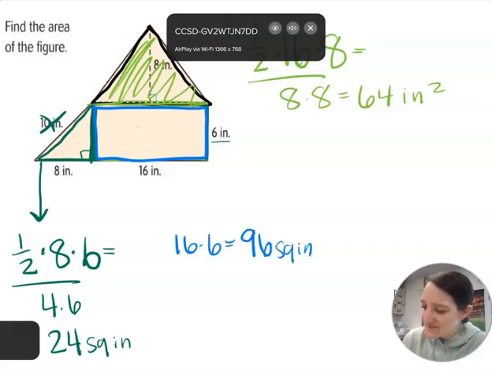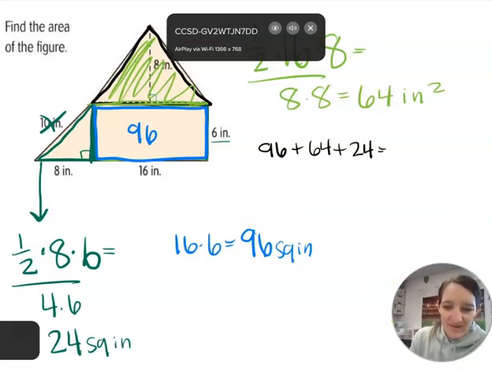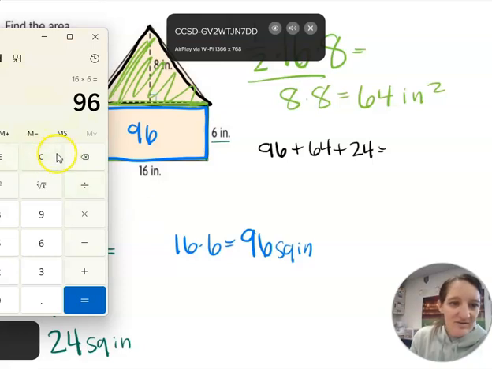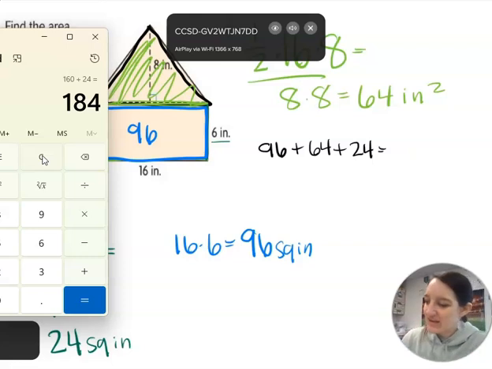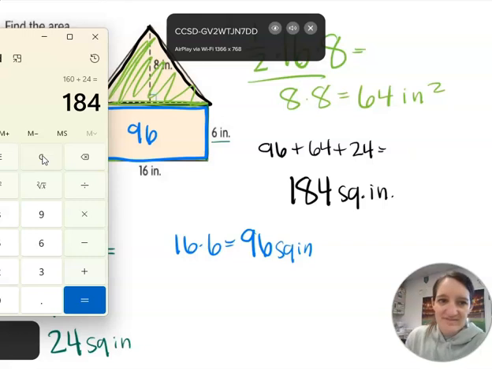And the last step is to take the 96 and the 64 and the 24 and put them together all in a row. Add them all up, basically. And you get 184 square inches.